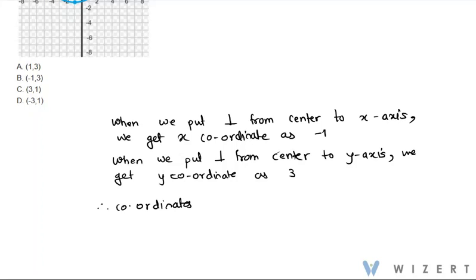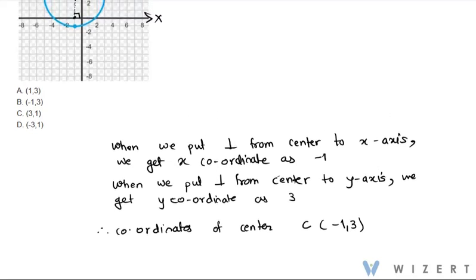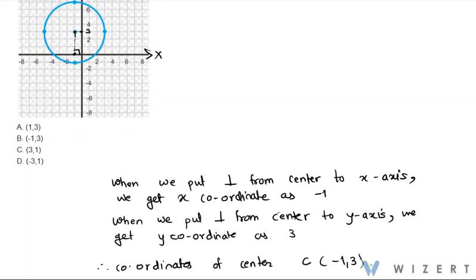coordinates of center are combination of -1 and 3. So that is, let's name it as C, C -1, 3. So let's see. Yes, I have named it as C. So -1, 3. So answer is option B, -1, 3.